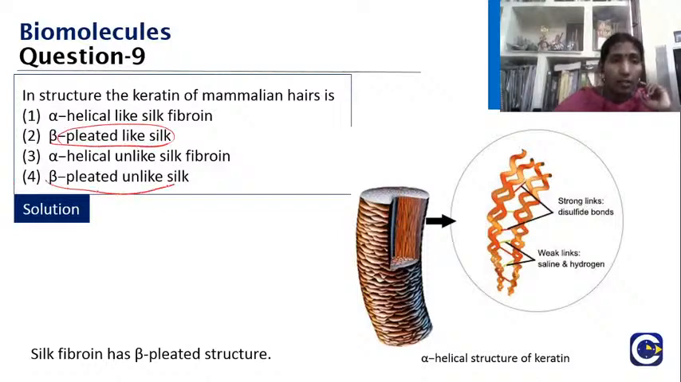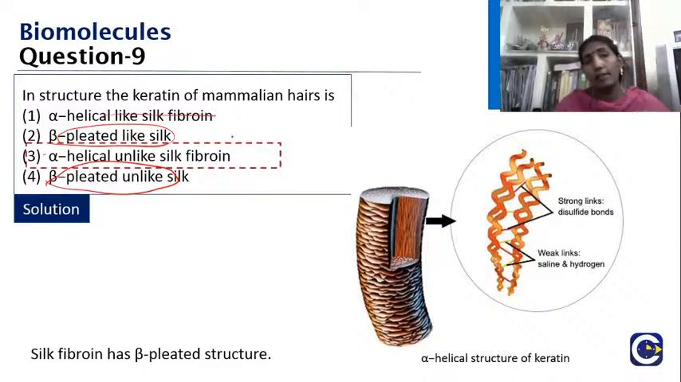This answer is not there, this answer is not there. So it should be either 1 or 3. In this, what should be your answer then? It is not the silk fibroin. So what should be your answer? It is alpha helical unlike the silk fibroin. So that should be your answer.